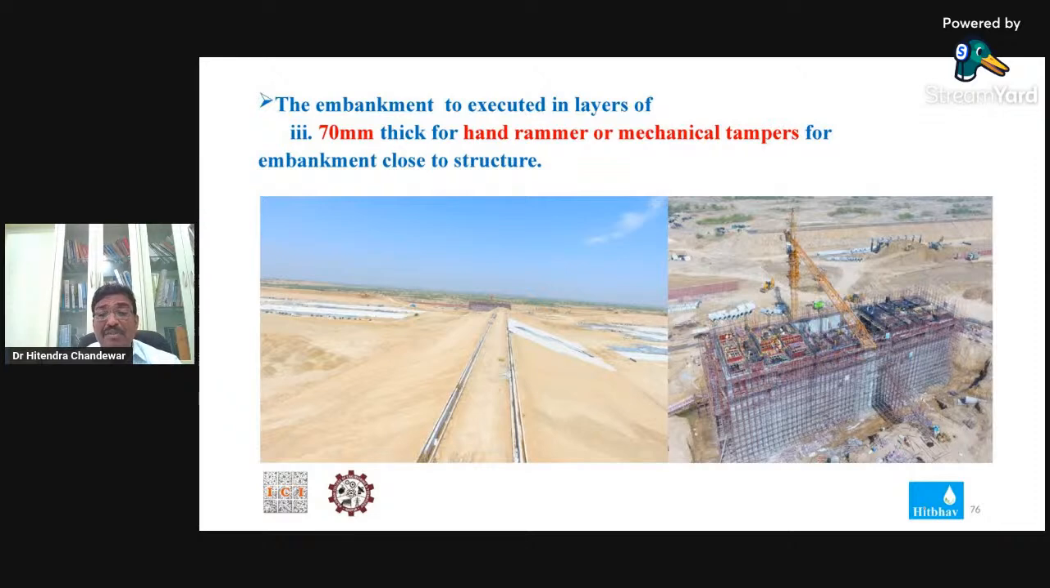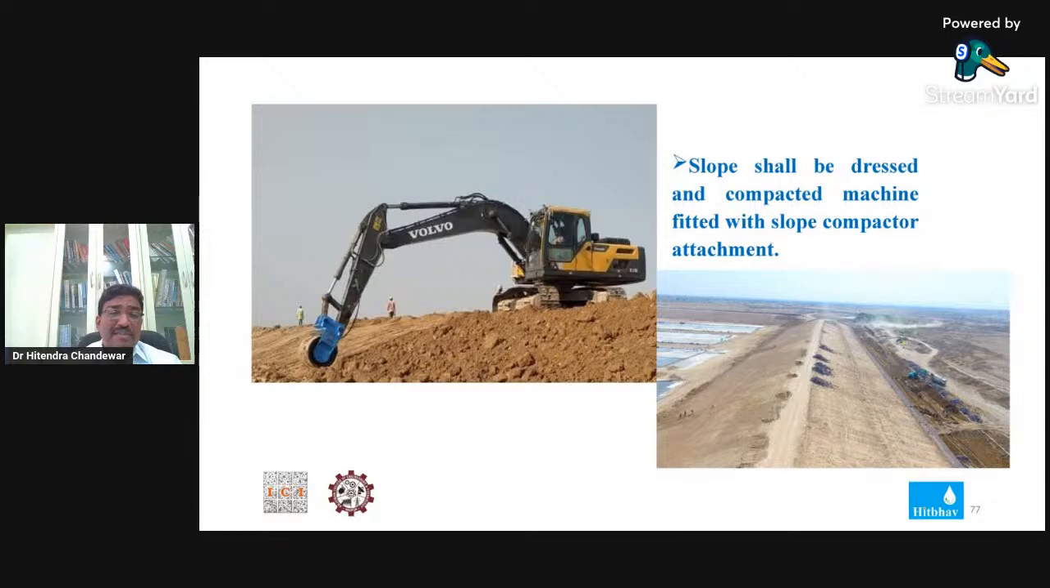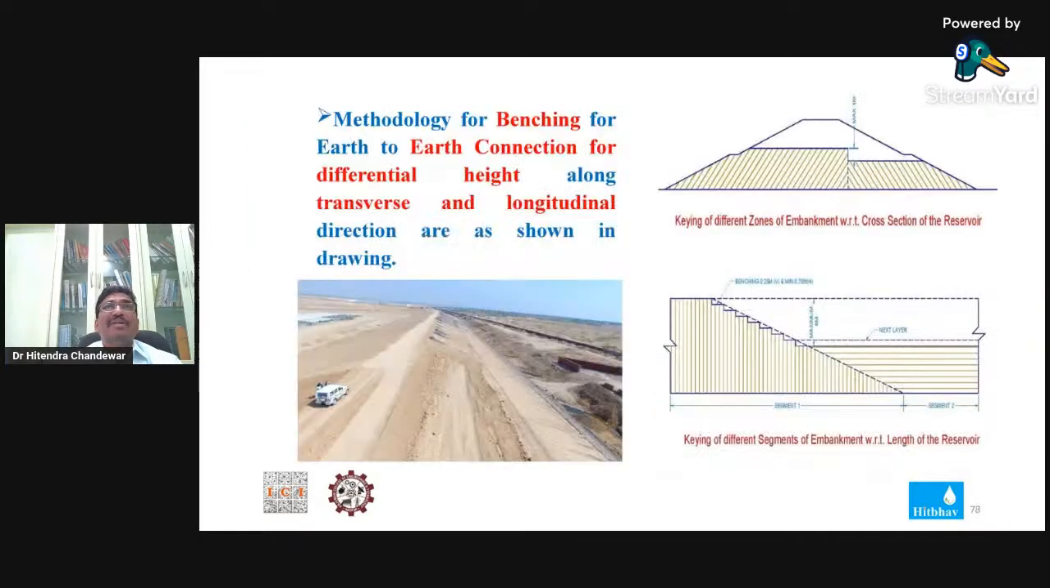The depth of the sump was 18 meters. Then again, you will find this roller arrangement we have provided on the excavator. This is a specific mounting arrangement on the excavator for the compaction of the slopes. So the contractor deployed this machinery with this arrangement for the slope compaction.